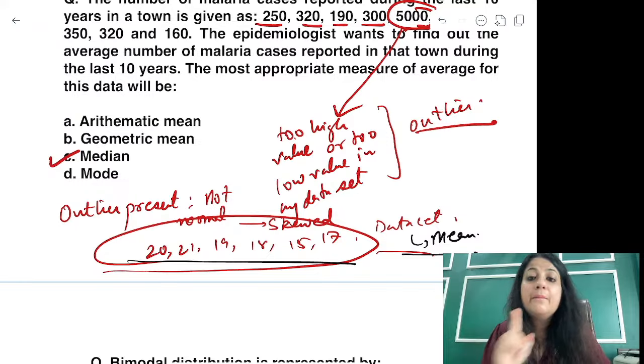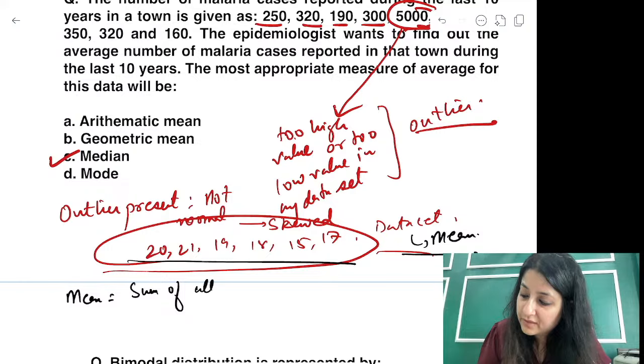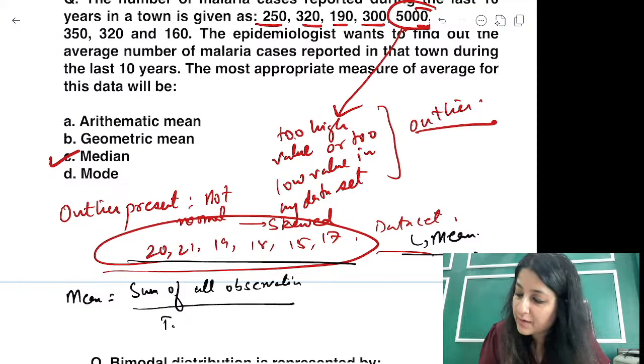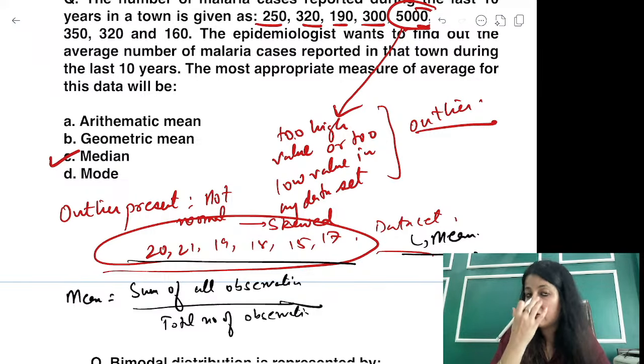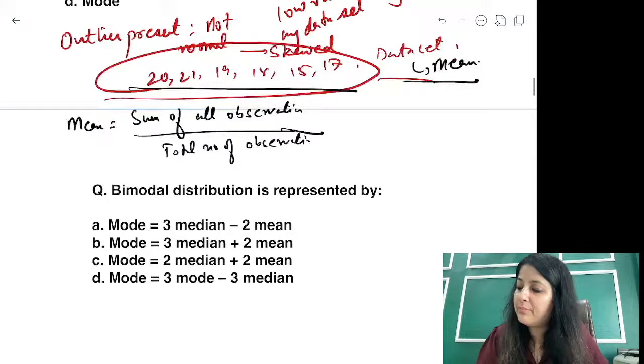Why? Because mean is the sum of all observations. Mean is equal to the sum of all observations divided by the total number of observations. It never misses out any data. It adds all the data, never misses any value. So which data set is better? The one that does not miss out any value. Am I clear? Okay, let's go, I'll give you a couple of more questions.